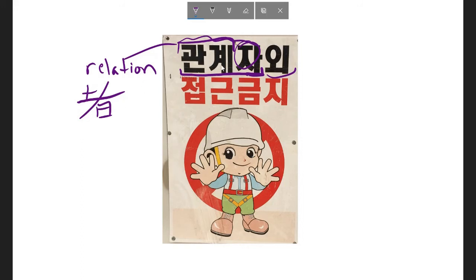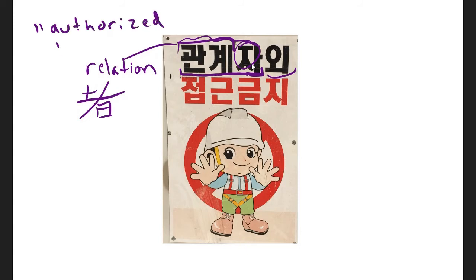So in this case, what it really is, is a person who is related. Or in other words, you could say some sort of authorized person. Somebody who is related to the particular task at hand, and in that case it would be somebody who is authorized to do that particular task.